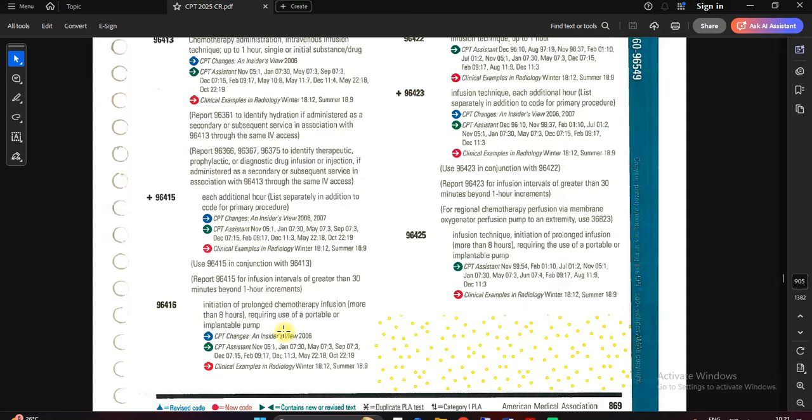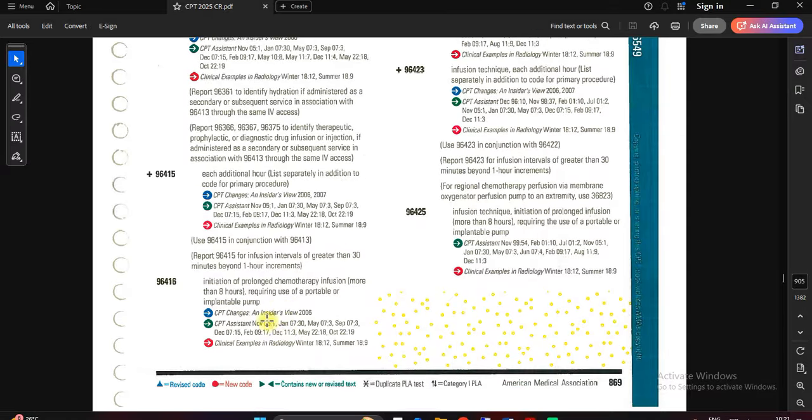For example, sometimes in order to provide chemotherapy, the physician may use the pump also, if it is more than 8 hours. That time we need to use 96416. Initiation of prolonged chemotherapy infusion more than 8 hours, requiring use of a portable or implantable pump. In the documentation, if you see chemotherapy drug administration more than 8 hours using portable or implantable pump, you need to code 96416.